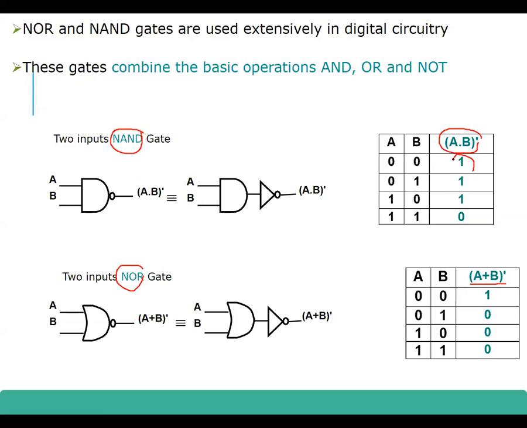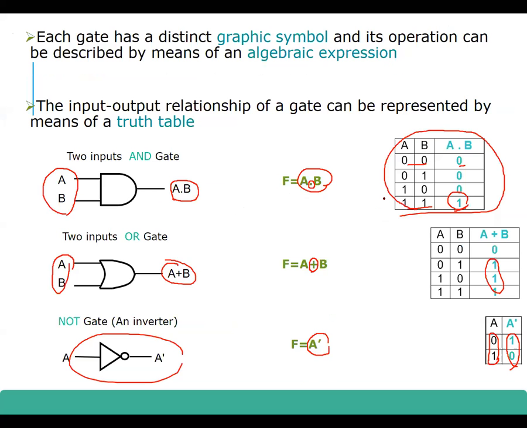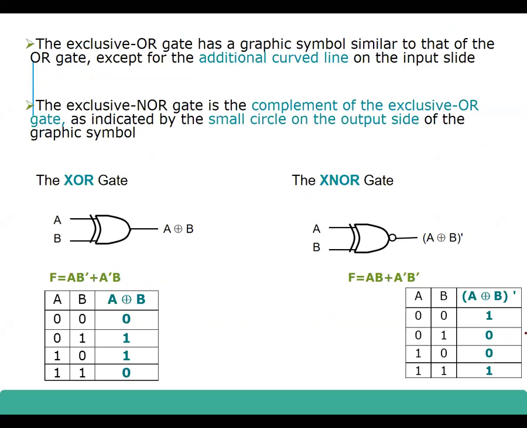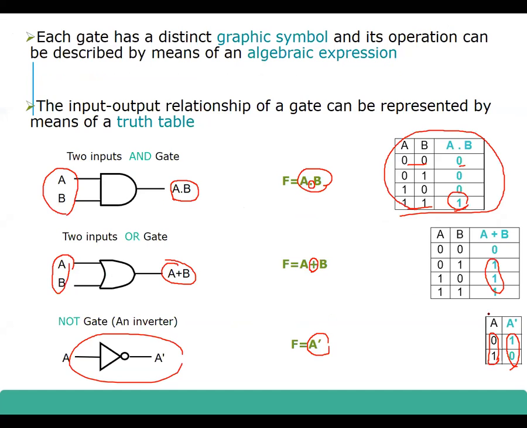If you look at the right hand side of this truth table, you can see the opposite of the values you obtained for the AND and OR operations.